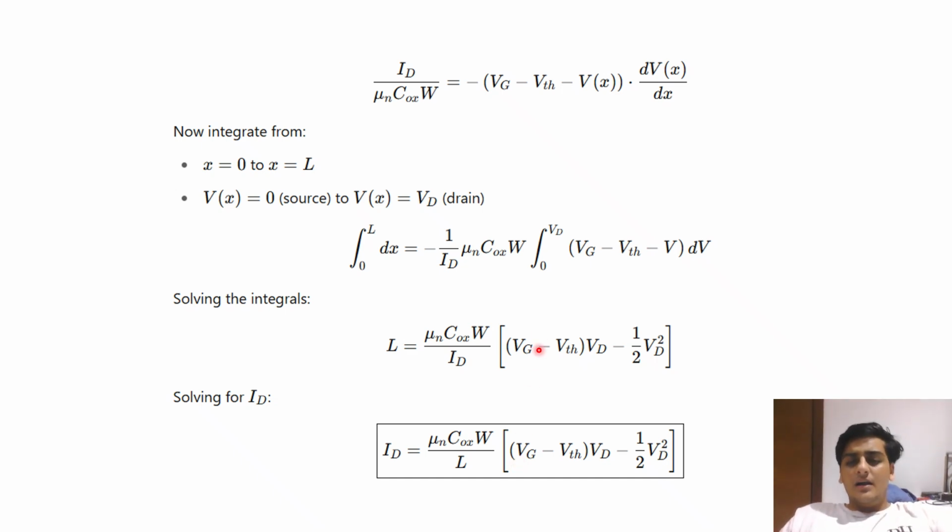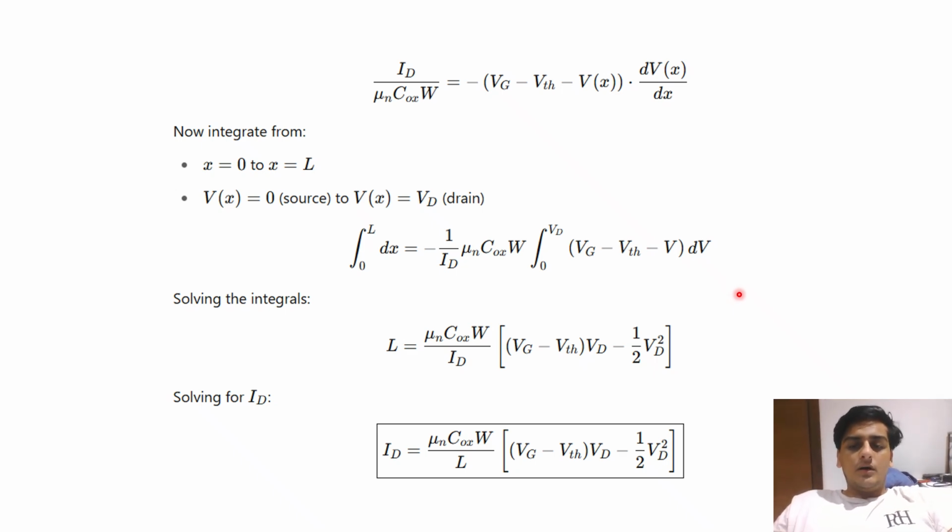This last step of integration was just that at the source you're going to have 0, at the drain you're going to have VD, and anywhere in the middle you're going to have V. You're just integrating with respect to Vx, right? So I hope there are no doubts in this derivation. This is the final expression we get for current.